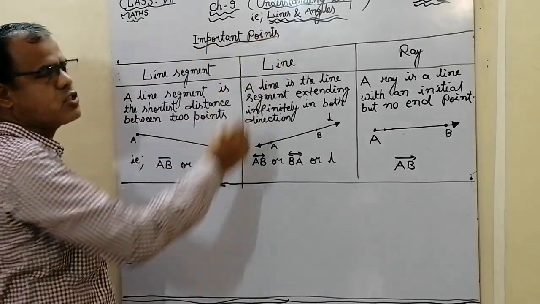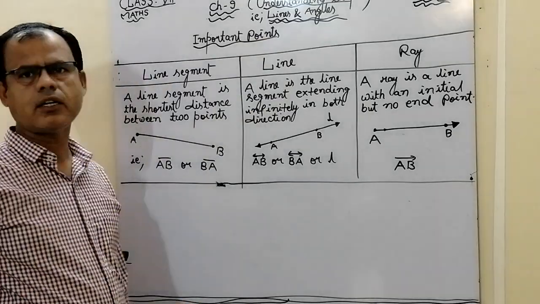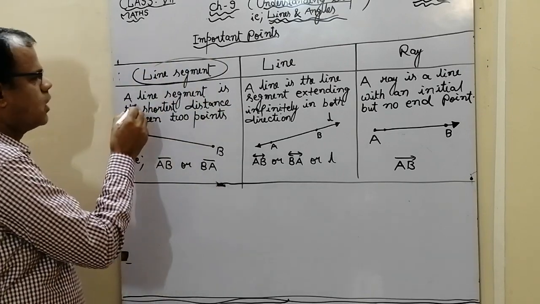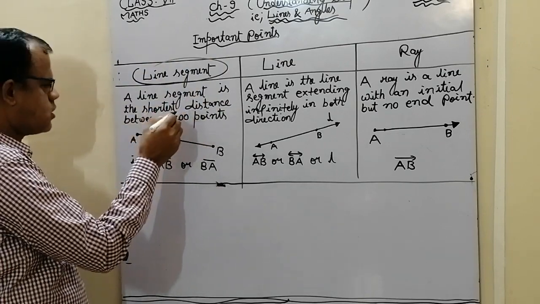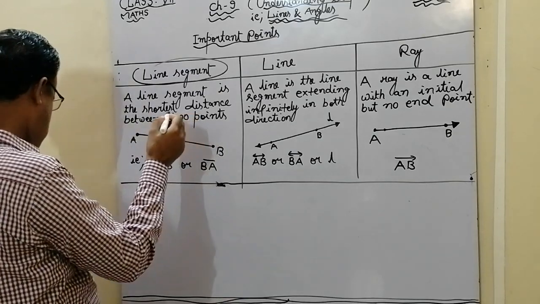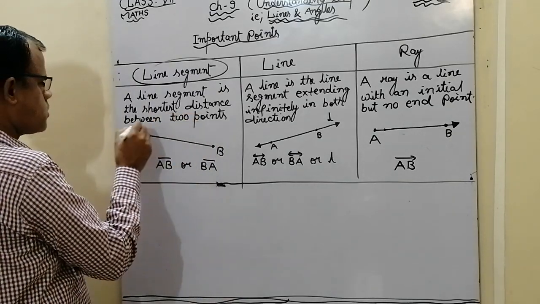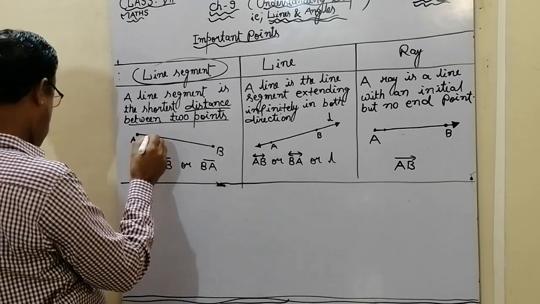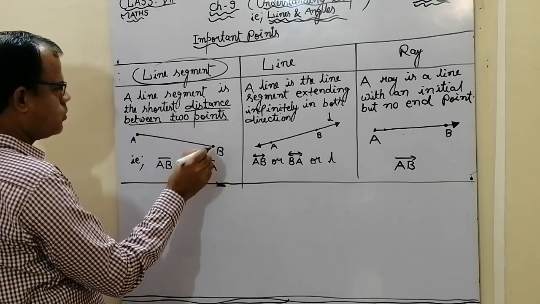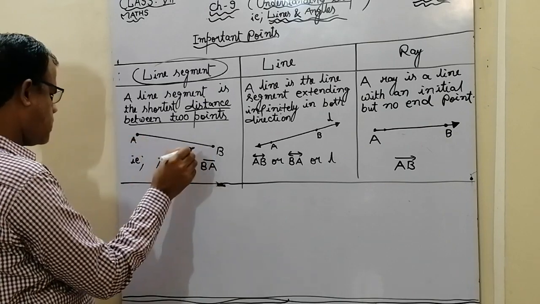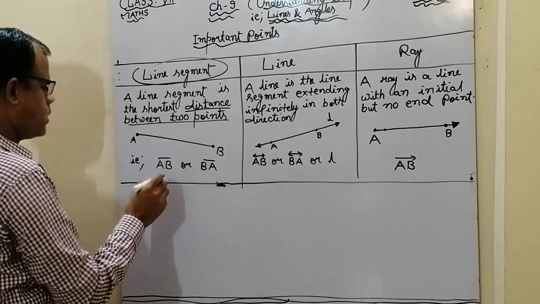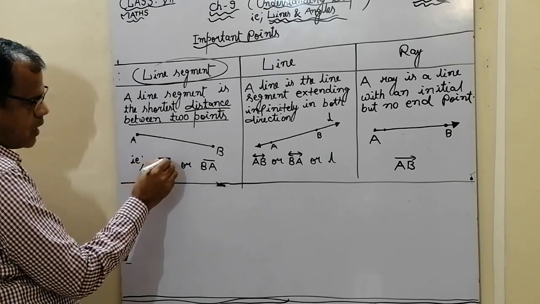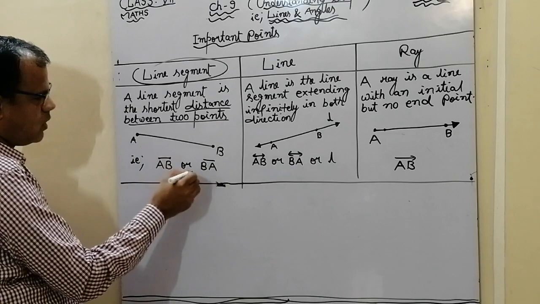Some important points as you have learned earlier. This is a line segment. So look here. A line segment is the shortest distance between 2 points. Here A and B are 2 points, and the distance between them is known as line segment, and we represent line segment as AB line segment, or BA line segment.